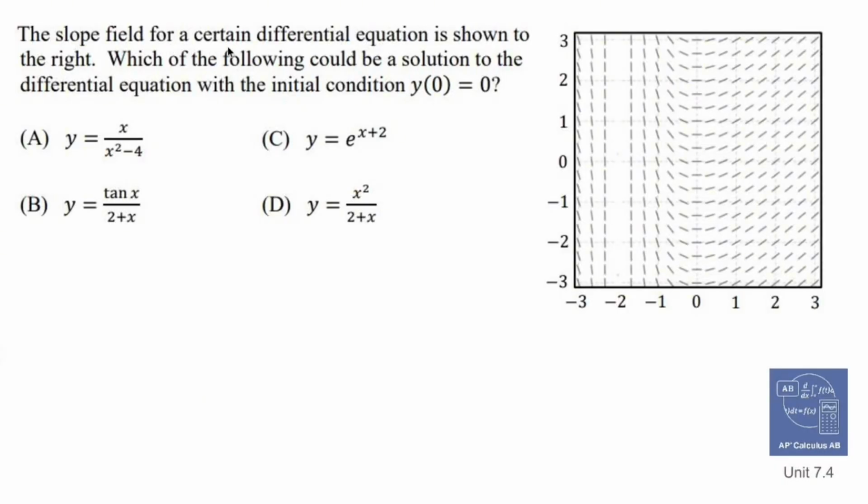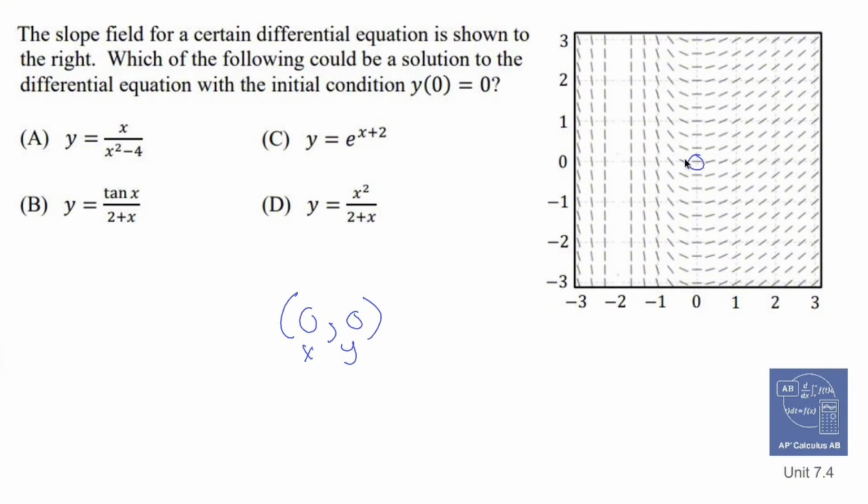The slope field for a certain differential equation is shown to the right. Which of the following could be a solution to the differential equation with the initial condition y of 0 equals 0? Well, y of 0 equals 0 is going to be the point (0, 0). So let's label it x and y. Let's go to (0, 0), and our slope is 0.